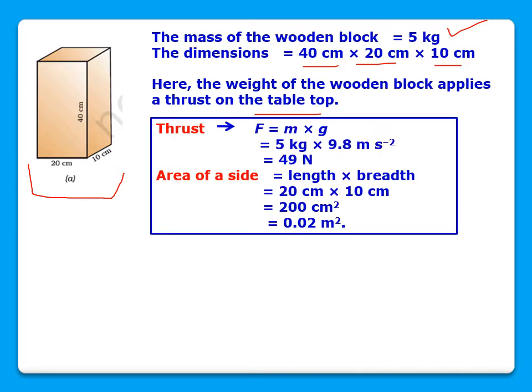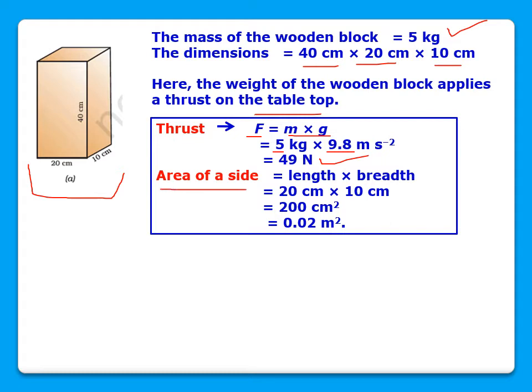So what is thrust? Thrust means the force that is applied on the surface. So we will find out the thrust by F is equal to mg. And what is the mass of the block? That is 5 kg. What is the value of g? It is 9.8 meter per second square. And after multiplying these both the values, we get 49 Newton. So now we have thrust.